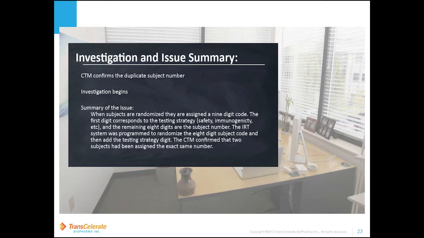When subjects are randomised, they are assigned a 9-digit code. The first digit corresponds to the testing strategy, such as safety, immunogenicity, etc., and the remaining 8 digits are the subject number. The IRT system was programmed to randomise the 8-digit subject code, then add the testing strategy digit. The clinical trial manager confirmed that 2 subjects had been assigned the exact same number.